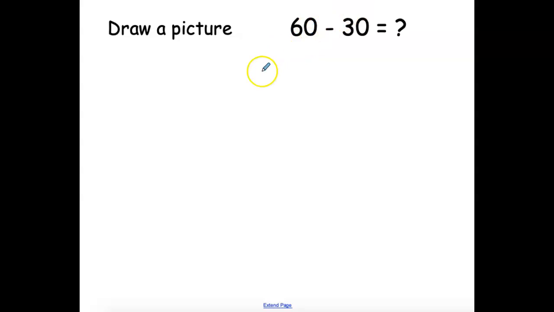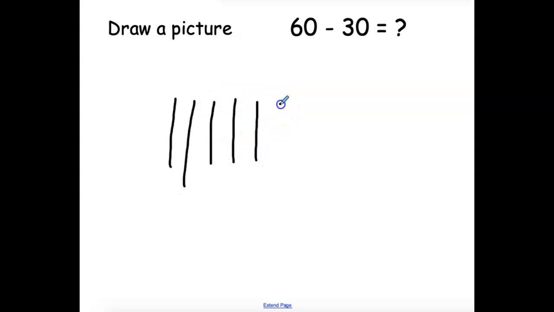So what we're going to do is draw not 60 circles, because that would take too long. We're going to draw 6 tens, which is a line. 10, 20, 30, 40, 50, 60. Here we have 60. Now we have to take away 30.